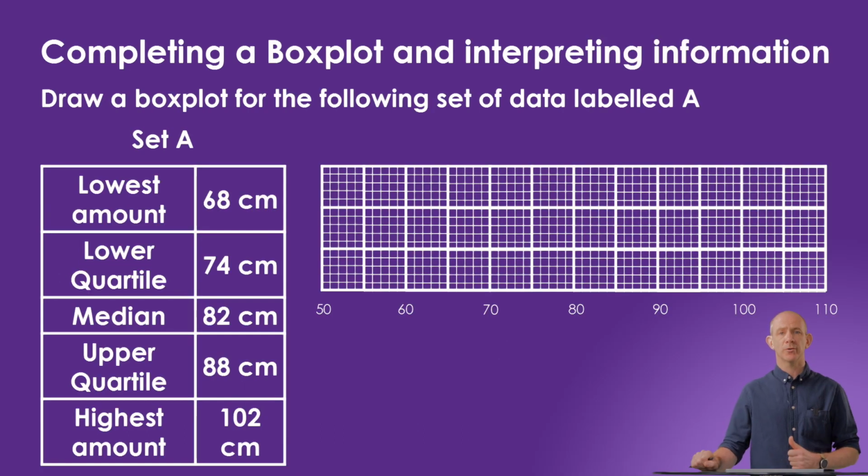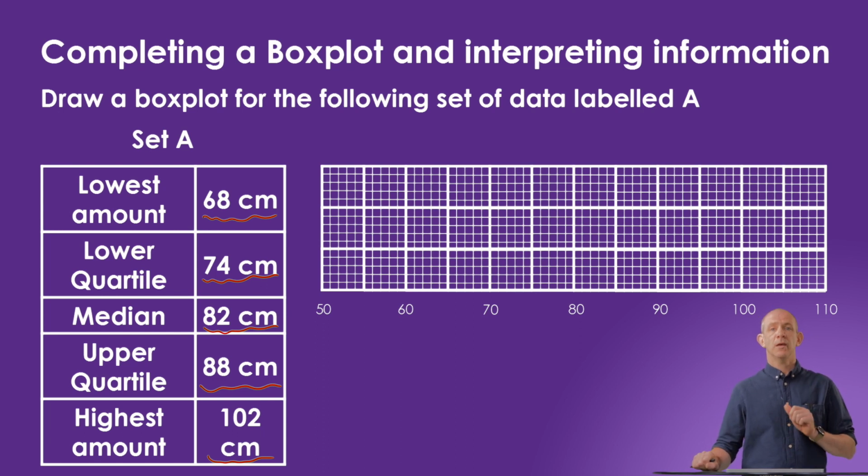To create a boxplot, you'll require 5 pieces of information, which can also be gained from a cumulative frequency graph, which is why these are referred to often within the same area of statistics. These 5 pieces of data are the lowest amount, the lower quartile, the median, the upper quartile, and the highest amount. These are plotted on our graph as vertical lines. Here, the lowest amount is 68, the lower quartile 74, the median is 82, the upper quartile is 88, and the highest amount is at 102.